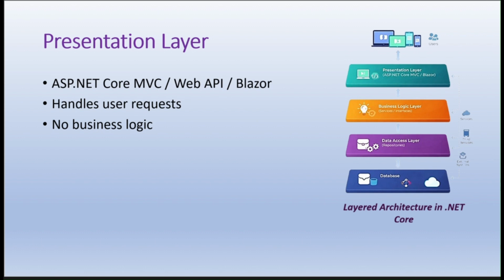So basically, when we have a UI, from the UI we send any request to Web API or Blazor. So this layer is that, where we just take a request from the UI and pass it to the next layer, which is the business layer. And it does not contain any other business rules or database logic. So it is just taking requests from the UI and passing them to the next layer.